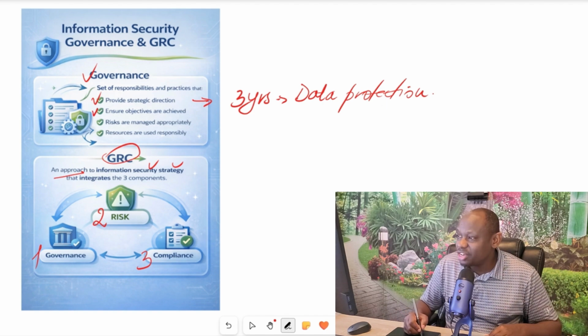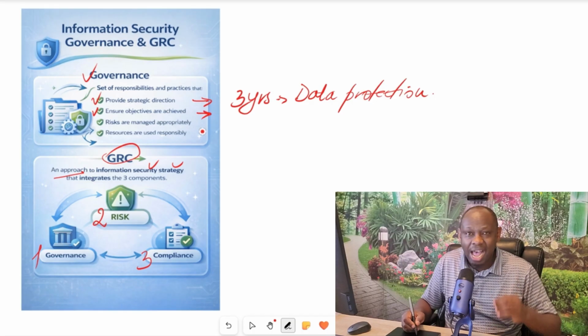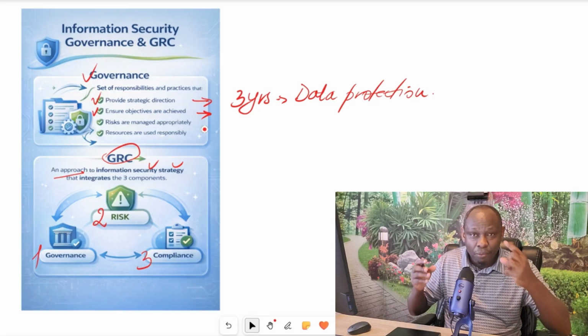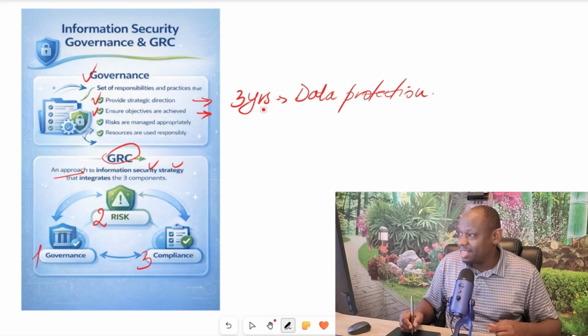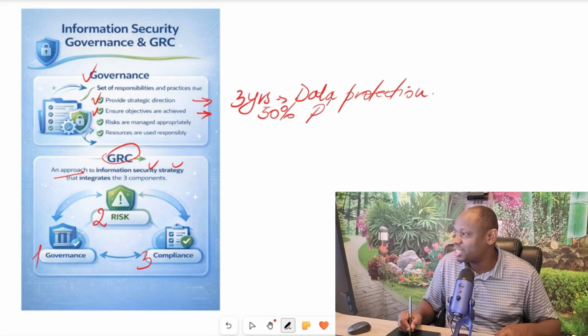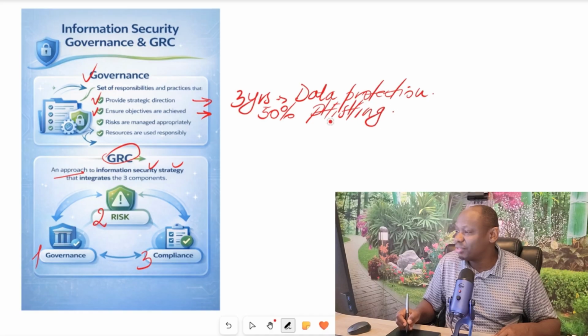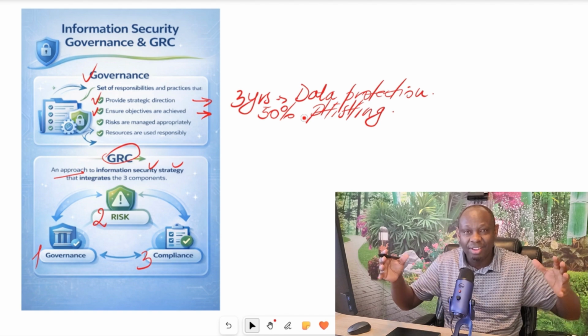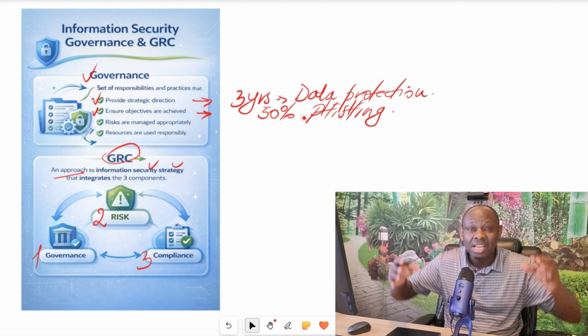Now, you have to ensure objectives are achieved. How do you ensure your objectives and goals are achieved within your organization? Well, for example, you say, this year alone, we have to cut down phishing by 50%. All kinds of phishing, we have to cut down by 50%. If we have a lot of activities happening, cut them down.